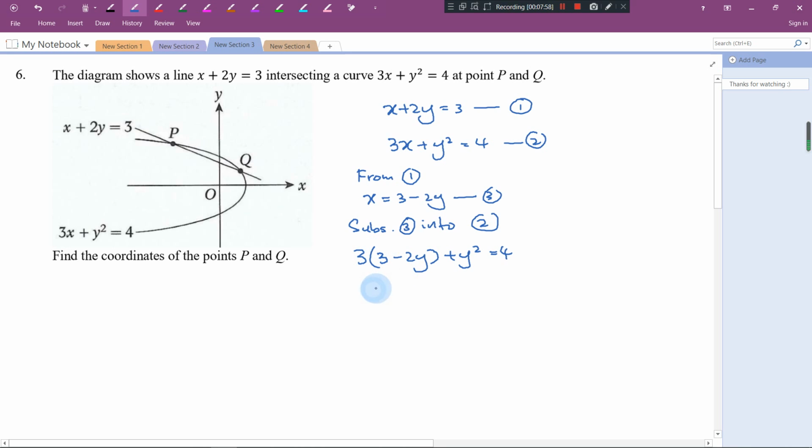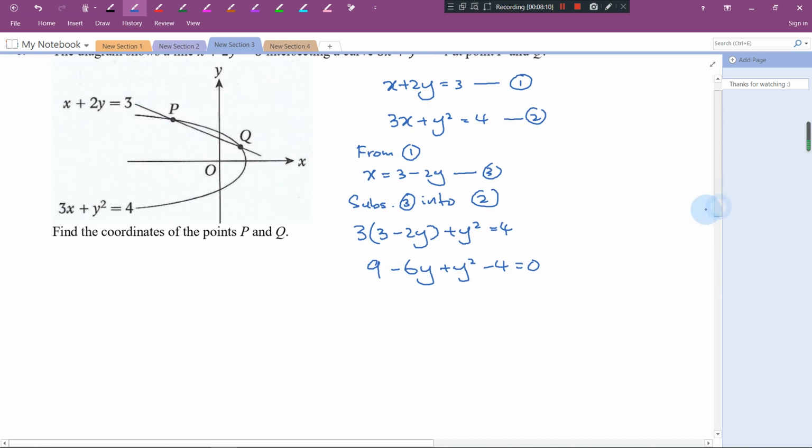Do some expansion here. 3 times 3, 9. 3 times 2, 6. Move the 4 over here. And the next step is to rearrange all the terms nicely in quadratic equation general form. y² - 6y + 5 = 0. Okay, correct.